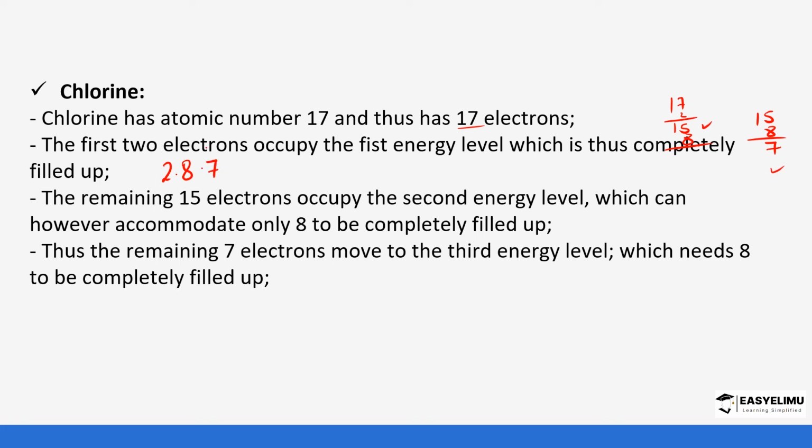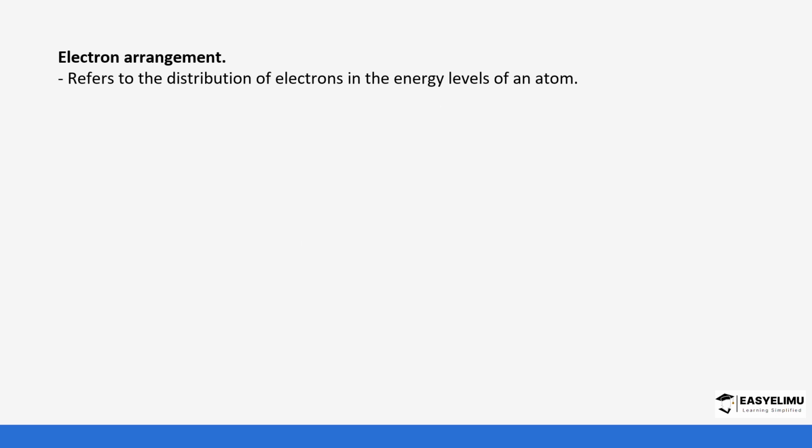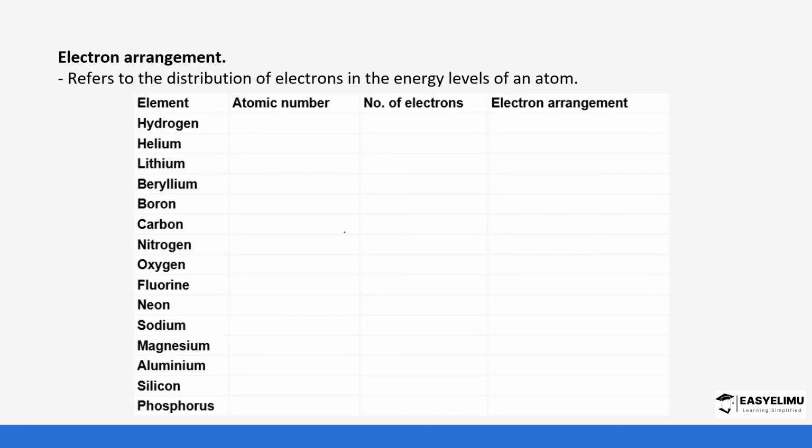Another example is the following table. So let's do these examples. Hydrogen is atomic number one. So it has one electron, because the atomic number is the number of protons, which are equal to the number of electrons. So the arrangement is 1. It has only one electron, so that electron occupies only one energy level.